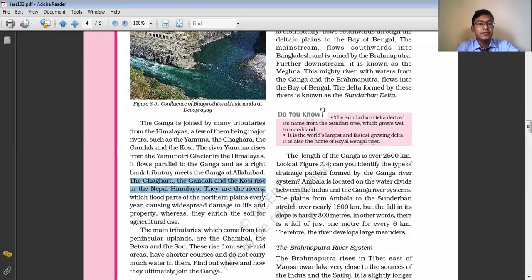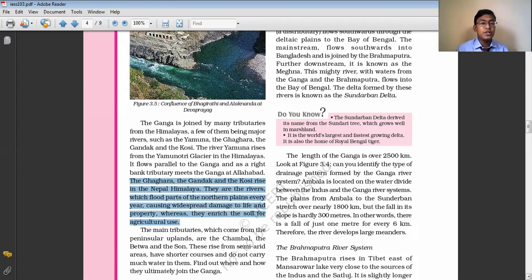These are the rivers which flood parts of the northern plains every year, causing widespread damage to life and property, whereas they enrich the soil for agricultural use. So the Ghagra River, the Gandak River, and the Kosi River have their origin in the Nepal Himalayas. They enter the Indian territory and they ultimately join the river Ganga as its tributary.